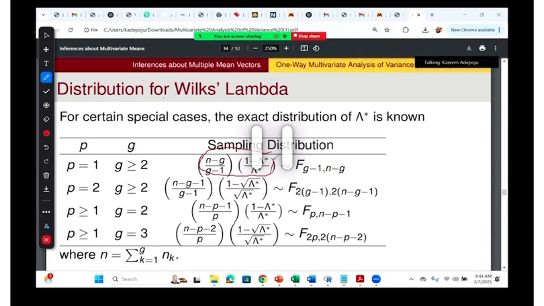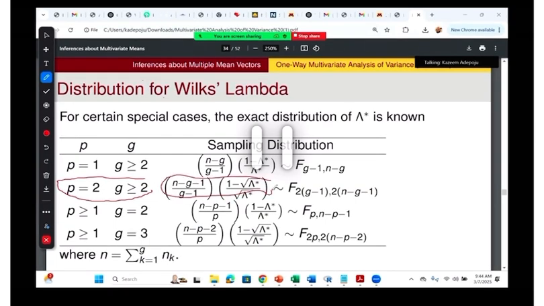But what if in a situation where there are two variables involved? Two variables involved means bivariate, P equal to 2, and the number of groups is 2 or more. This is going to be the new test statistic.